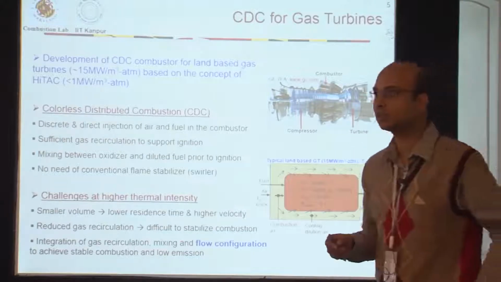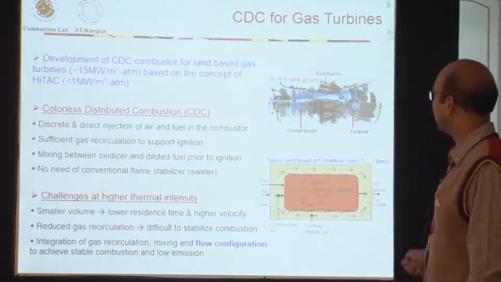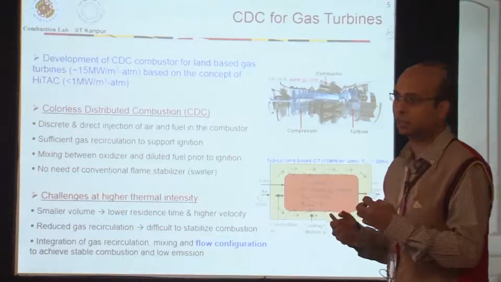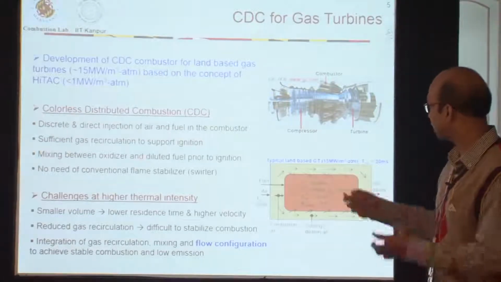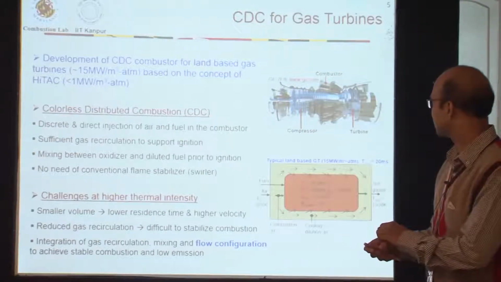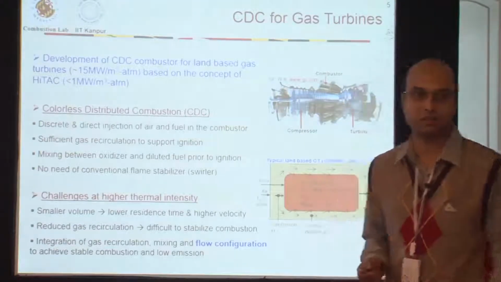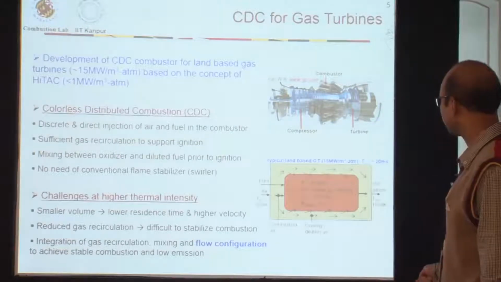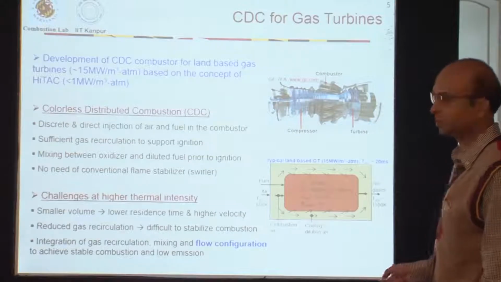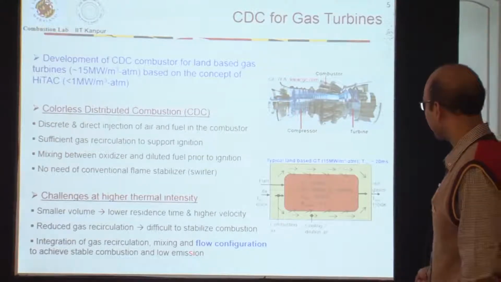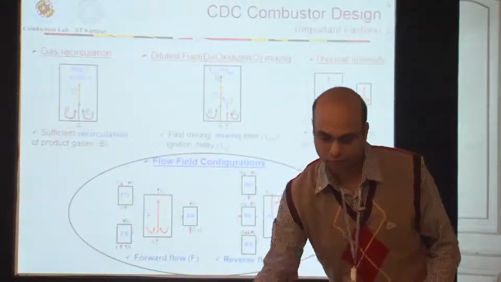So directly we have this air and fuel jet injecting inside the combustor, and then we need to integrate all other stuff, like we should have supportive gas recirculation inside the combustion chamber, and your fuel should mix with the oxidizer sufficiently fast. There are many different aspects of designing the CDC combustor, but here I will mostly talk about the influence of flow configuration. So what do I mean by different flow configurations?